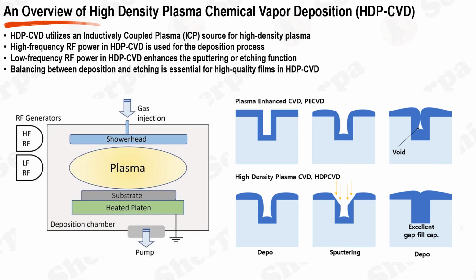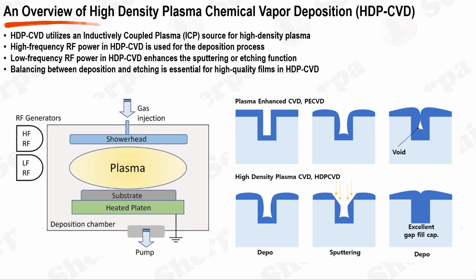Simultaneously, HDP-CVD deploys a low-frequency RF power source to instigate a biasing effect. This process controls the energy of the ions bombarding the substrate and facilitates the sputtering or etching function. Increasing the bias power enhances the etching effect, allowing for simultaneous deposition and etching. This capability, also known as sputter etching or resputtering, optimizes the step coverage, particularly in high aspect ratio structures, and thus improves the quality of the film formed.